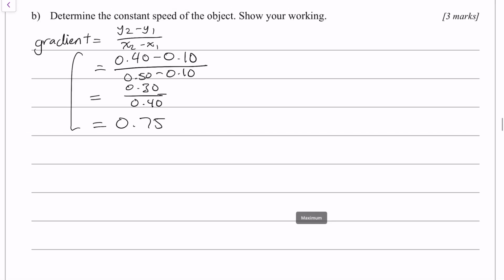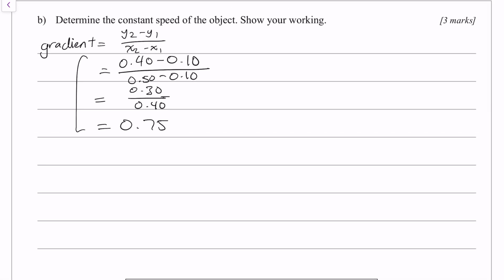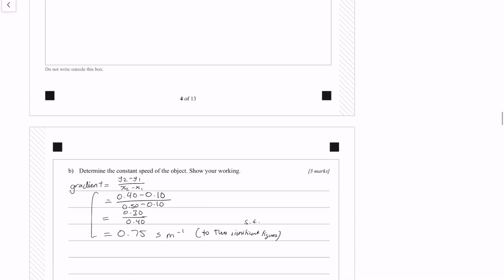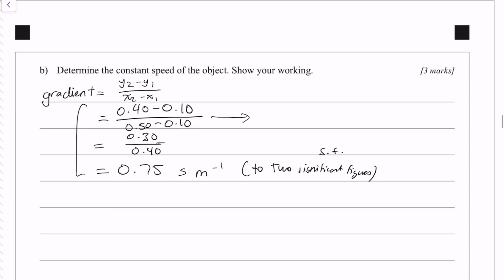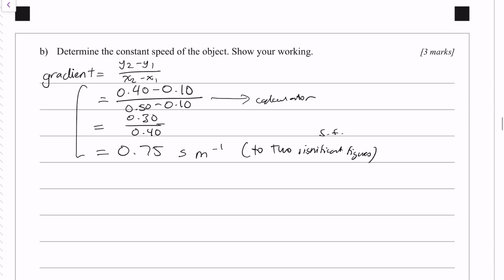And also perhaps having the units as well. So saying the gradient is in terms of seconds per meter, and saying how you're rounding it, so 2 significant figures, or you can just write SF, I think that can work as well. But really you just have to put this into the calculator, and you'll still get full marks. And it saves you time as well. Make sure that you're as accurate as possible.